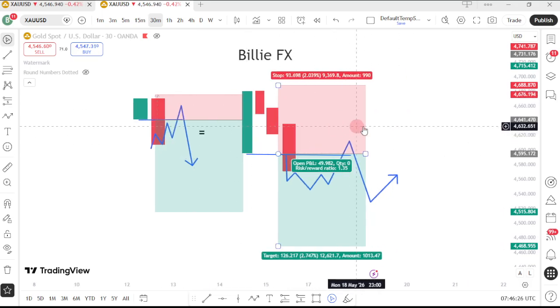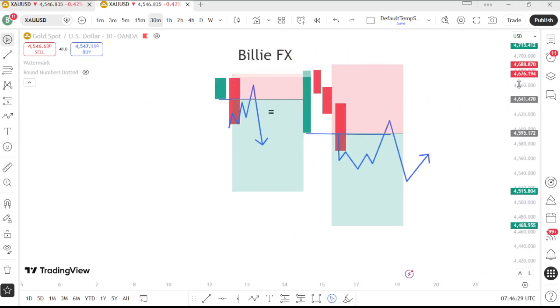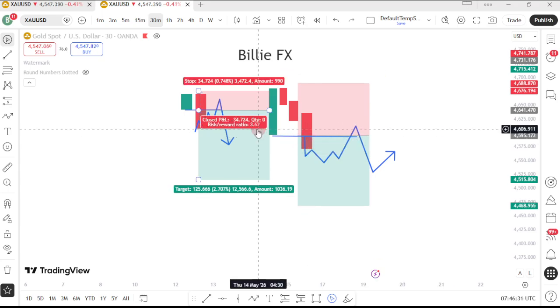So this is how you would trade the direct supply and demand zone. Now let's try to include breaker blocks.